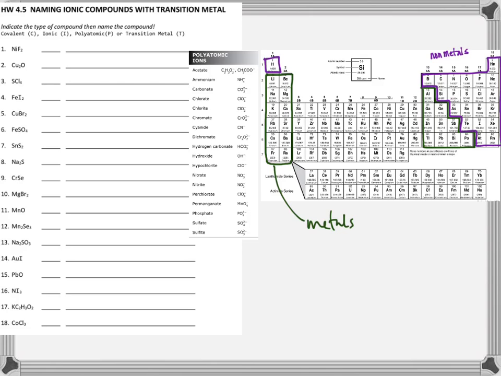Now, when I talk about transition metals, I'm basically talking about everything in between the regular metals and non-metals. So I'm going to go ahead and highlight those in orange. Okay, so I'm going to trace them in orange. And here are my transition metals. Okay, they'll be found in groups 3 through 12.